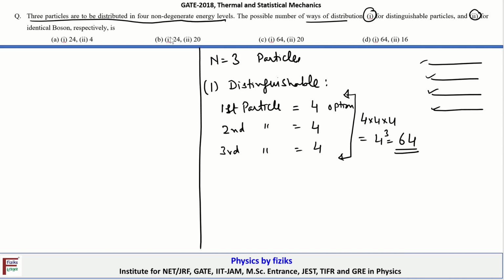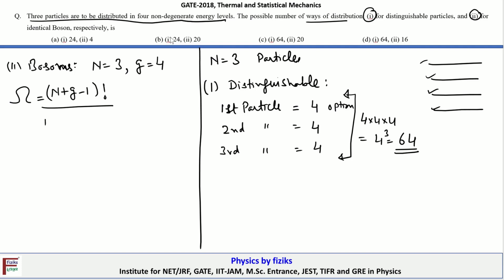Now in the second case, when we treat the particles as bosons, we have n equal to 3 identical bosons, and the number of energy states in which we are supposed to distribute is 4. These are the most equally probable energy states. Now for the bosonic system, the number of microstates is given by n plus g minus 1 factorial divided by n factorial into g minus 1 factorial.